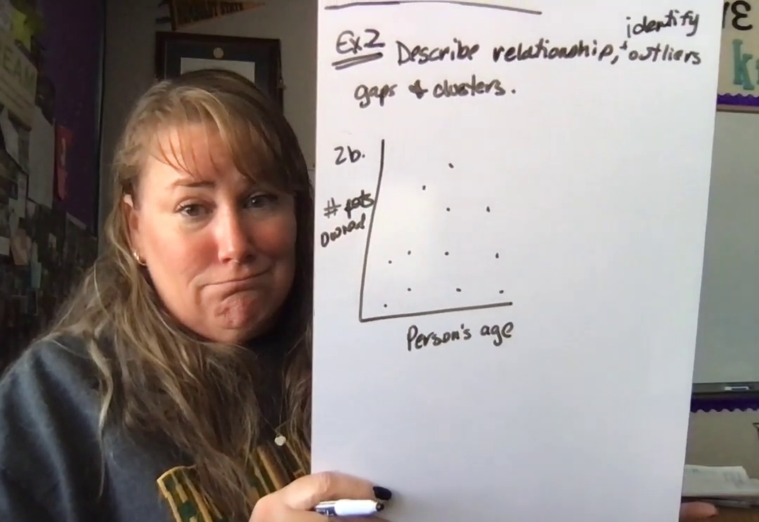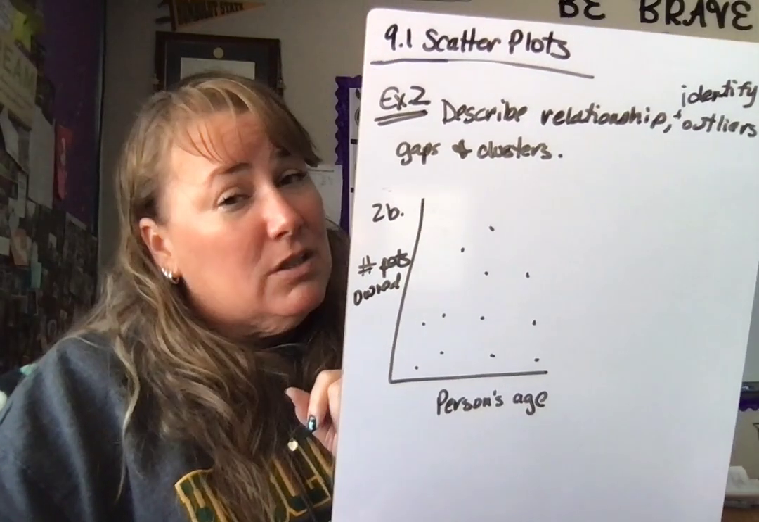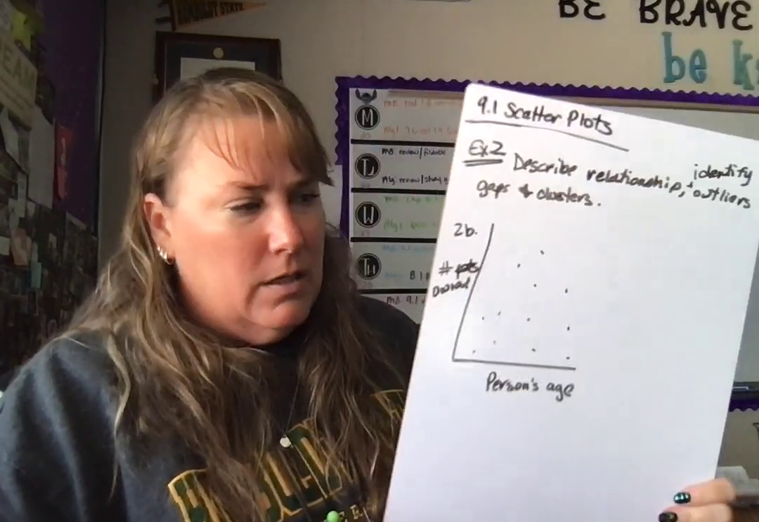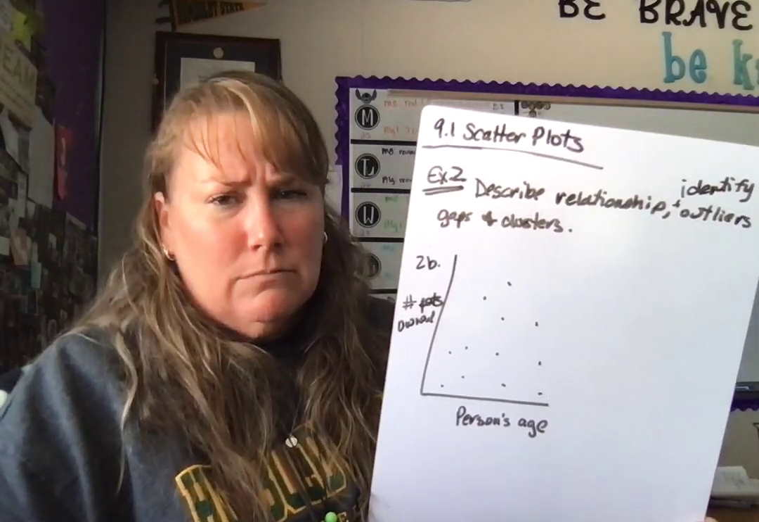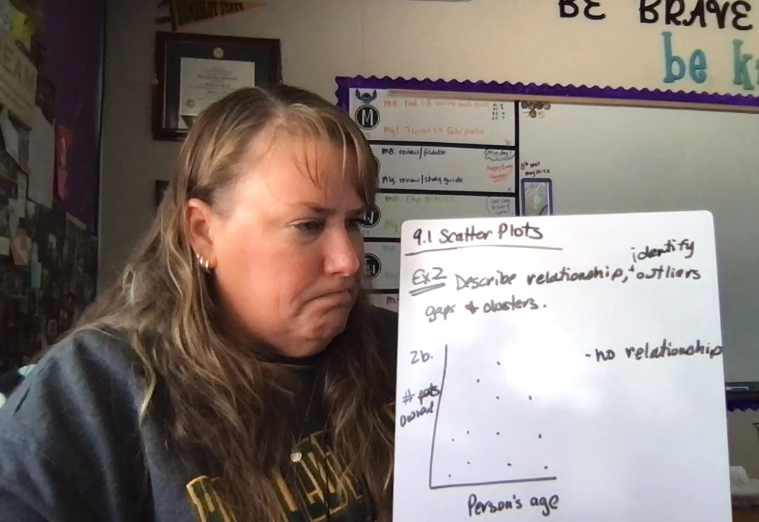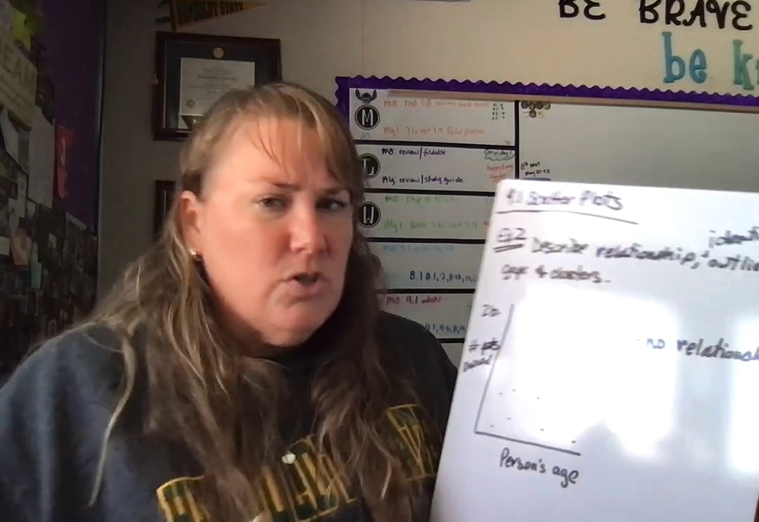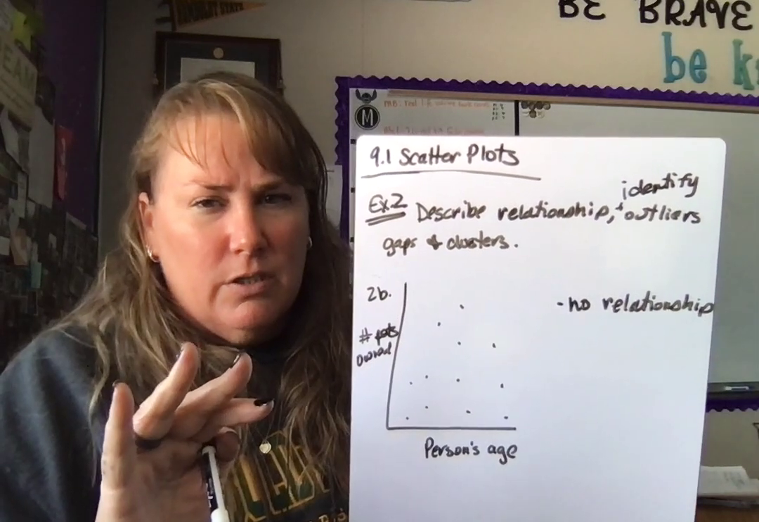Something like that. Okay? So you have to look, does it look more like a line or does it look more not like a line? And hopefully you said it doesn't look like anything, because it shouldn't. So this is, I'm going to write it over here, no relationship. So if there's no relationship, what that means is these two things you're talking about have nothing to do with each other.